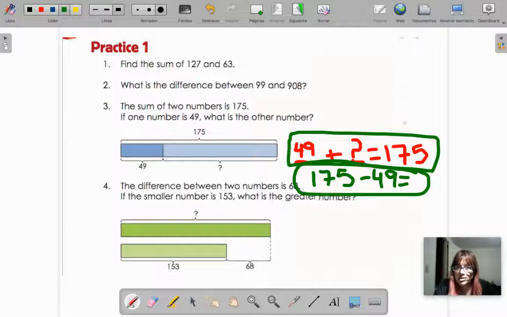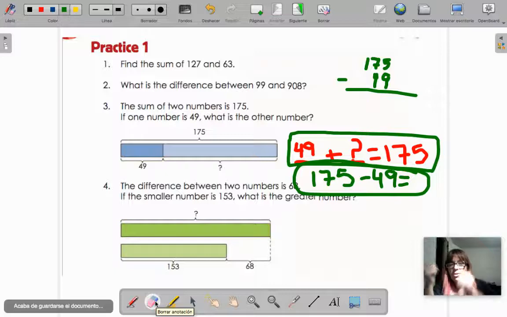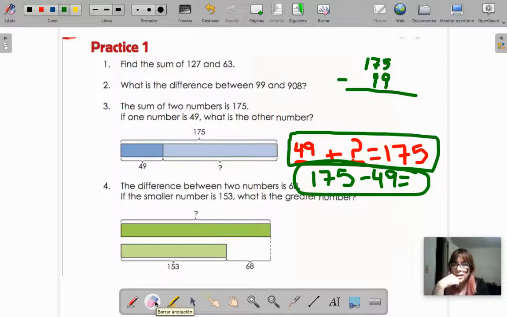And of course, like I told you, in your whiteboards, put it vertical. 175 minus 49. Remember to put it exactly in the same place. And now, yes, you can do it. So like in the other two, pause the video right now, go and do it on your whiteboard, write your answer on Google Slides, and then come back.